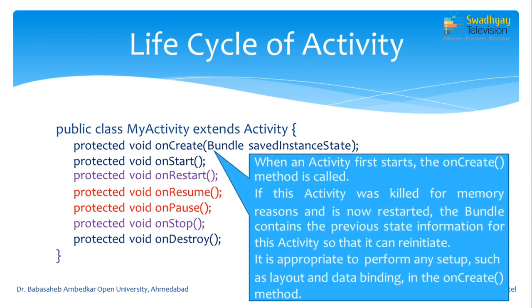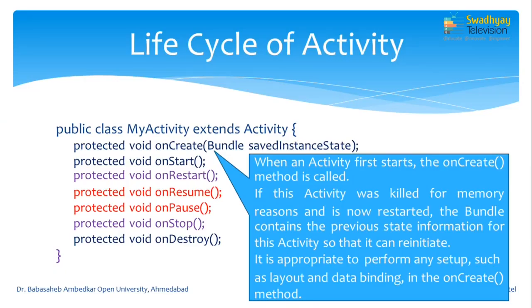Whenever you load or start your activity, the first method called is onCreate. Now, if the activity is killed for memory reasons and restarted, the Bundle object which is the argument for onCreate contains the previous state information for the activity, so that it can be reinitiated. What to write inside onCreate? It is appropriate to perform any setup such as layout and data binding in the onCreate method. For example, if you want to display a splash screen, you can specify setContentView and the name of the splash screen layout file inside the onCreate method.